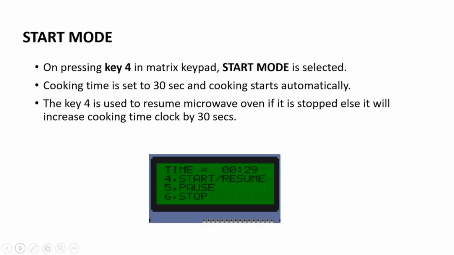Start mode. On pressing key 4 in the matrix keypad, start mode is selected. Cooking time is set to 30 seconds and cooking starts automatically. The key 4 is used to resume the microwave oven if it is stopped, else it will increase cooking time by 30 seconds.